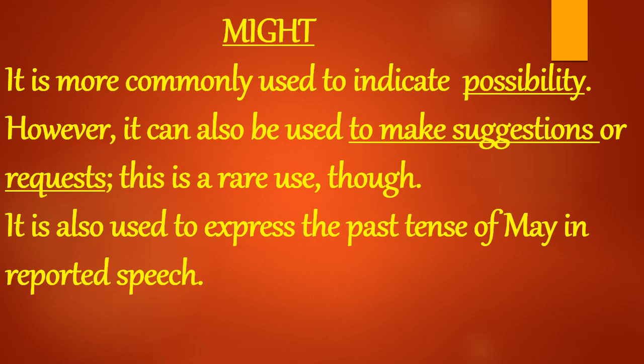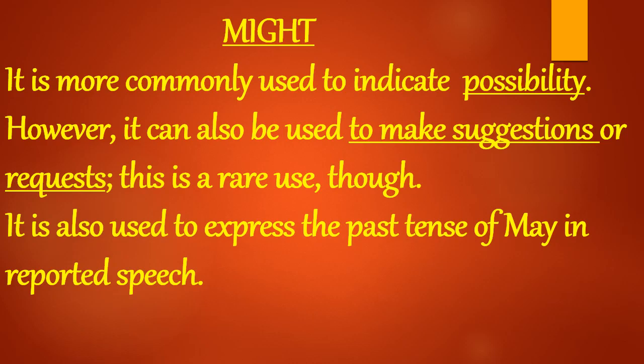Next modal auxiliary is might. It is more commonly used to indicate possibility, but it expresses lesser possibility. However, it can also be used to make suggestions or requests. This is a rare use though. It is also used to express the past tense of may in reported speech. It means the first use of might is that it is the past form of may.